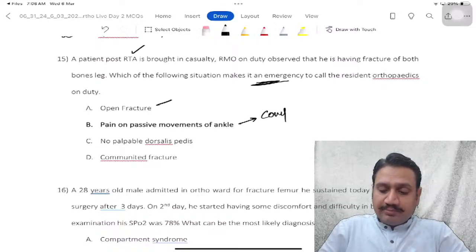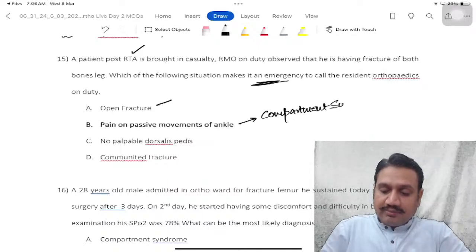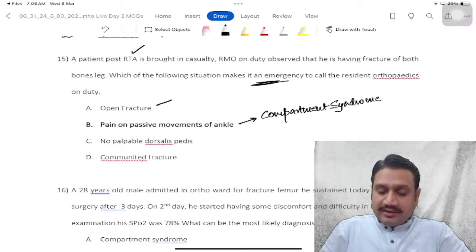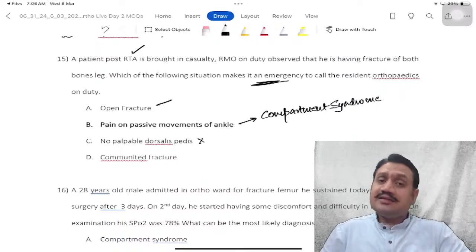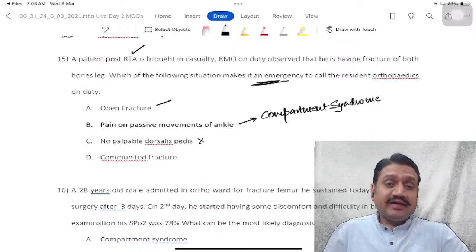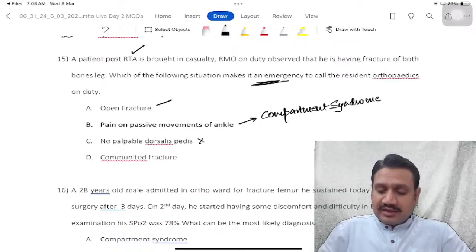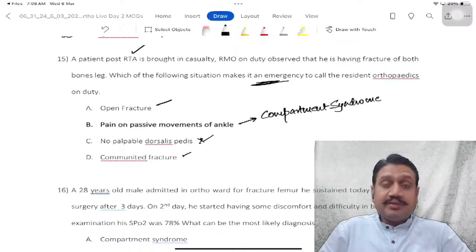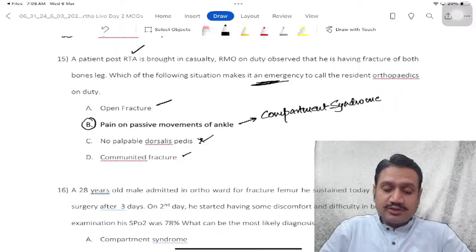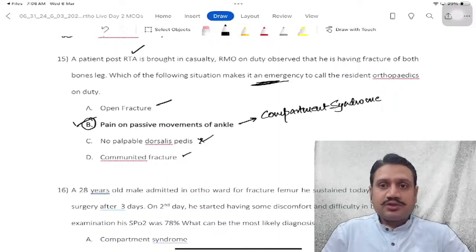It is telling you the pressure is building up in the fascia in the leg, and it is called compartment syndrome. No palpable dorsalis pedis. That is again an emergency, definitely, right? It might be compressed somewhere. Comminuted fracture, it is again an emergency, but the one with the irreversible changes is always a compartment syndrome. So just call him right now, sir.